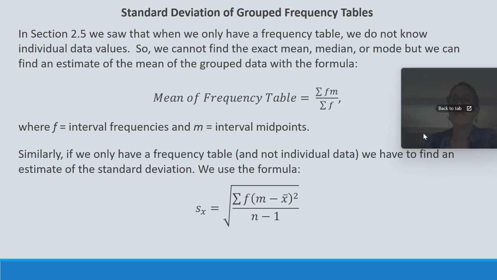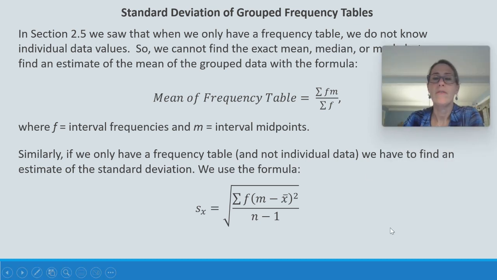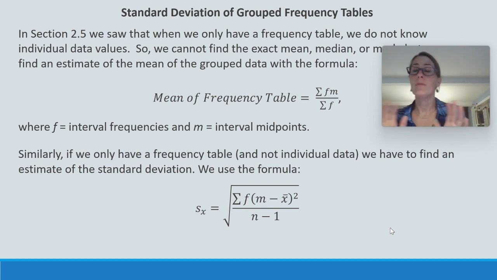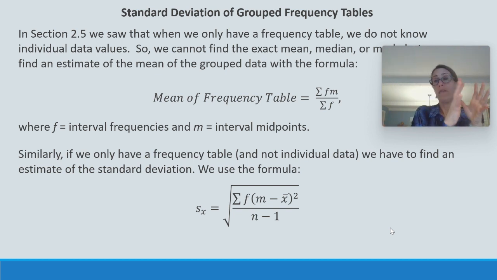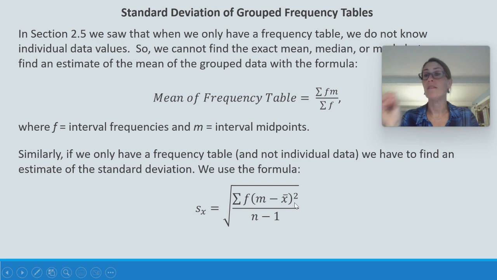So we can do something similar here when we only have a frequency table and not individual data, and we want to have an estimate of the standard deviation. So it's going to be very similar to both the mean of the frequency table formula and the standard deviation formula. We're going to figure out the midpoint. We're going to subtract the sample mean from it. We're going to square those individual deviations. But then we're going to multiply them by the frequency of that interval, just like we did up here, divide by n minus 1, and take the square root.